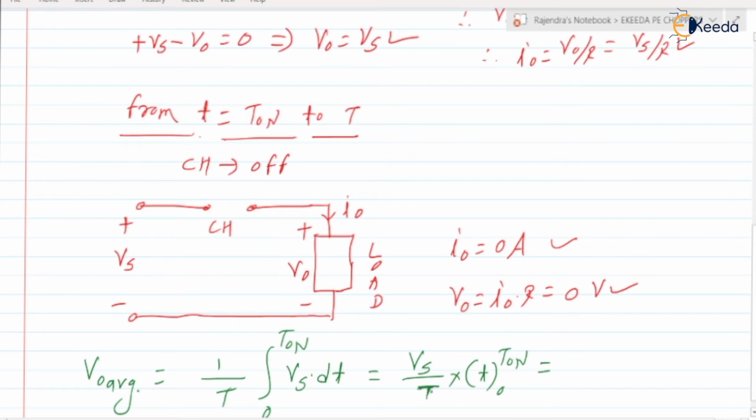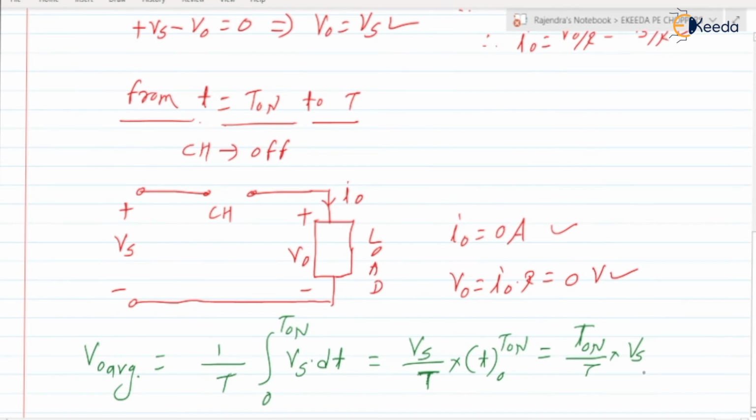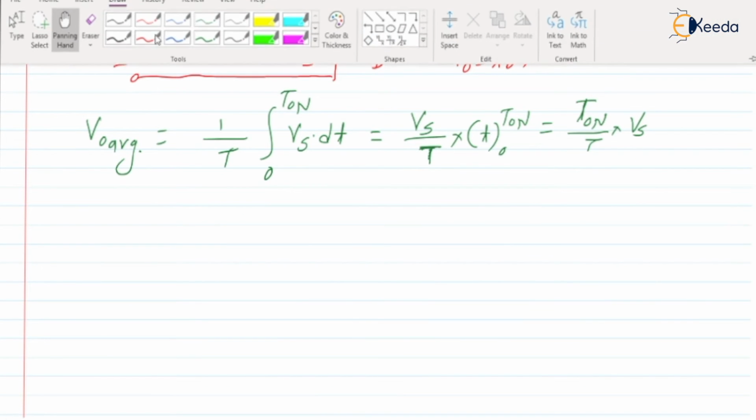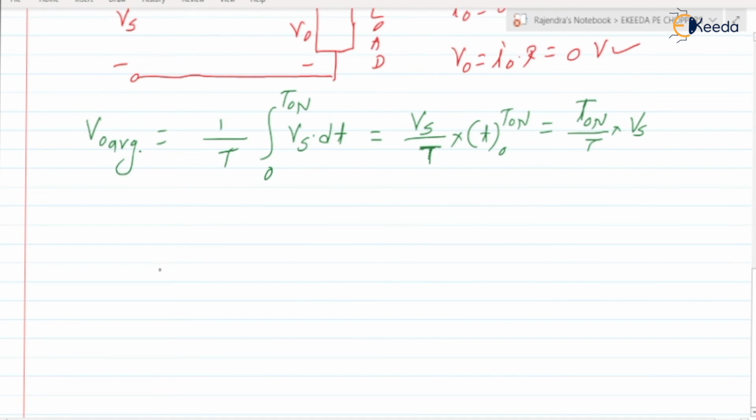Okay, so this is equal to Vs into T on by T, or we can write T on by T into Vs. And T on by T is nothing but the duty cycle. So we can write V0 average as, therefore V0 average is equal to duty cycle D into Vs.